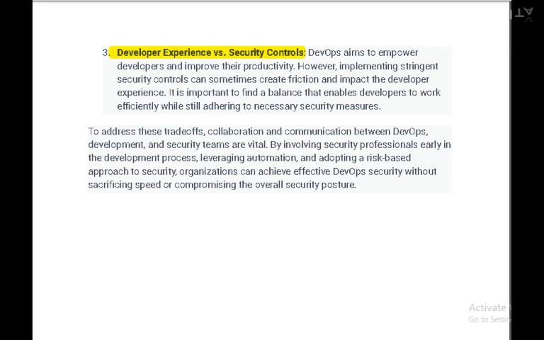To address these trade-offs, through collaboration and communication between development and security teams, integrating security into the development processes, leveraging automation, and adopting a risk-based approach to security, organizations can achieve effective DevOps security without sacrificing speed or compromising the overall security posture.